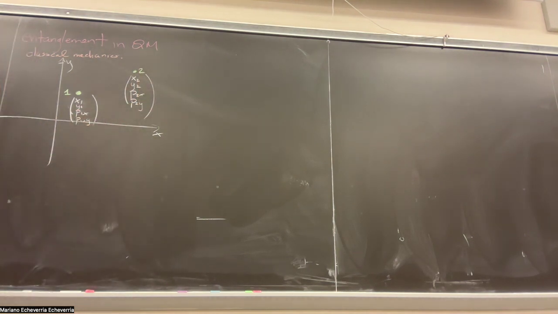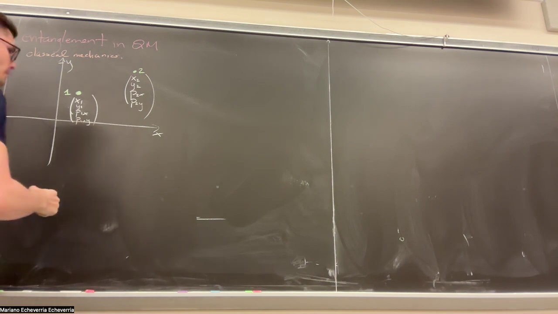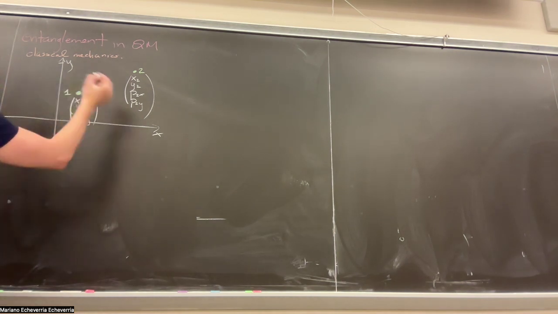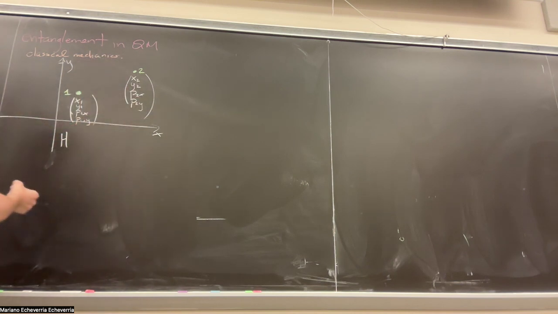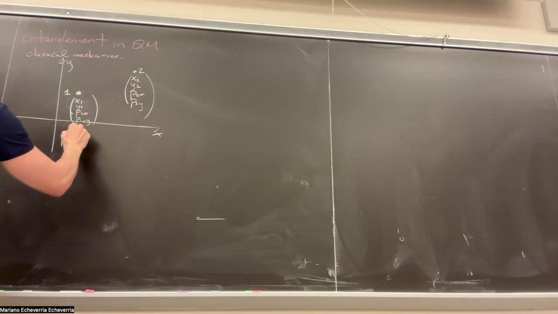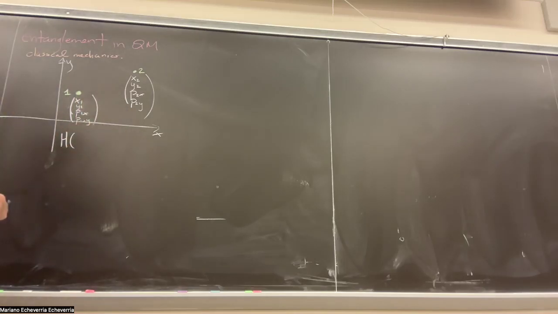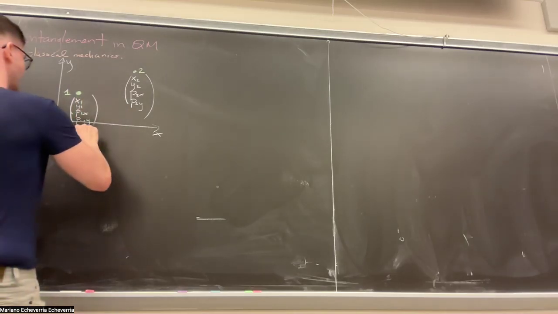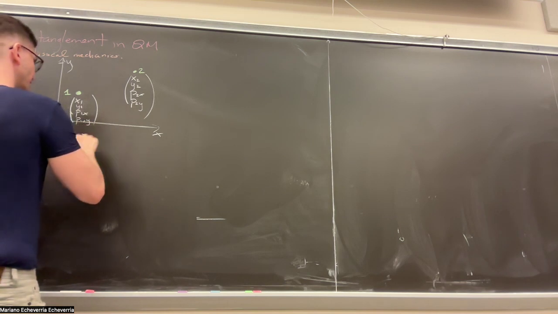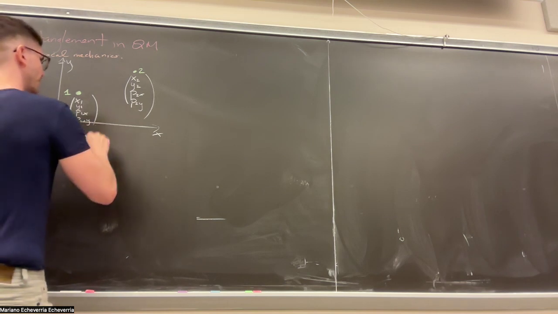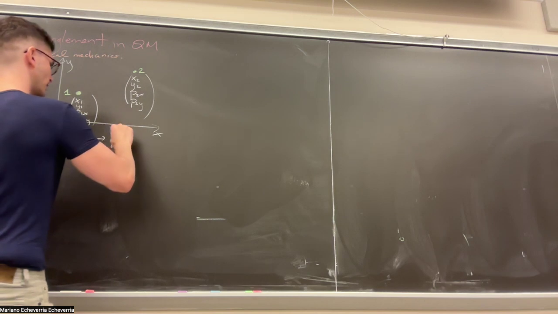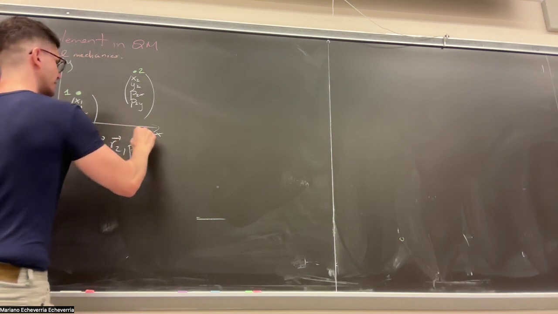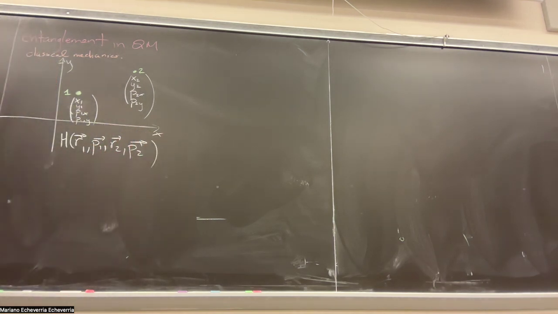Right. And in principle, the Hamiltonian in this case could be a function of all of these things, position and momentum. Let me use vector notation, that's why it's convenient. So it depends on the position of the first particle, the momentum of the first particle, the position of the second particle, and the momentum of the second particle.